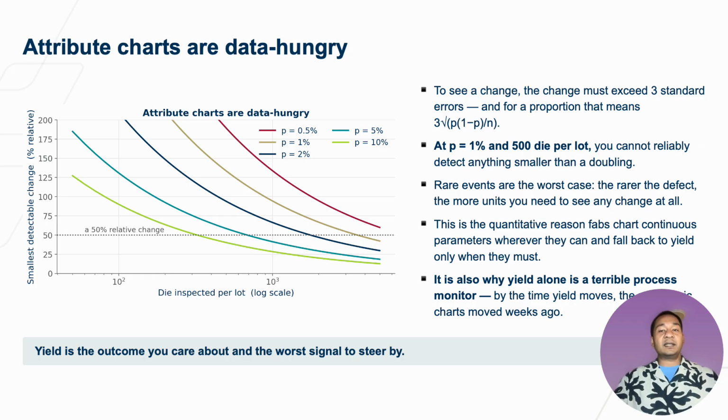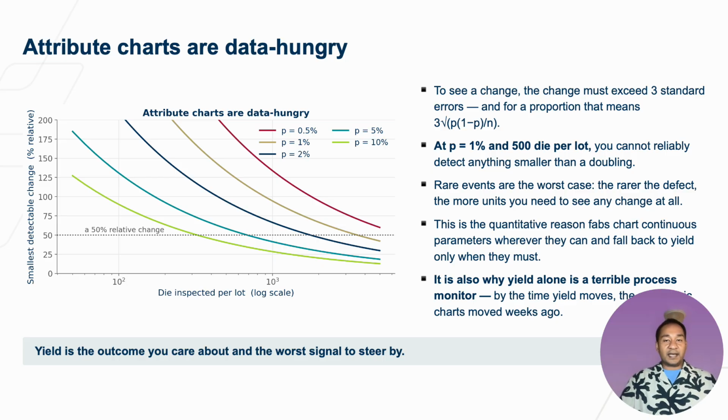Attribute charts are data hungry, and I want to quantify how hungry, because the answer changes how you would design a monitoring scheme. To detect a change, it has to exceed about 3 standard errors, which for a proportion is 3 times the square root of p times 1 minus p over n. At p equals 1% with 500 die per lot, 3 standard errors is about 1.3 percentage points. Your baseline is 1%, so you cannot reliably detect anything smaller than a doubling of the defect rate. A doubling, on a chart somebody looks at every day.